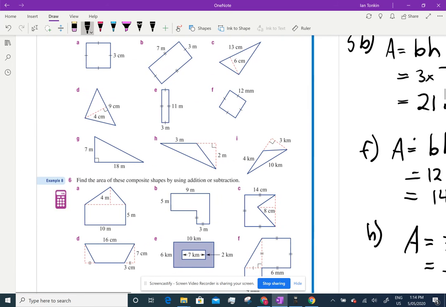Now, all of those are relatively easy except for I. They give you 3 measurements. One of those measurements is not needed. You have to decide which one. I want you to pause the video, go away, come back after you've had a go.